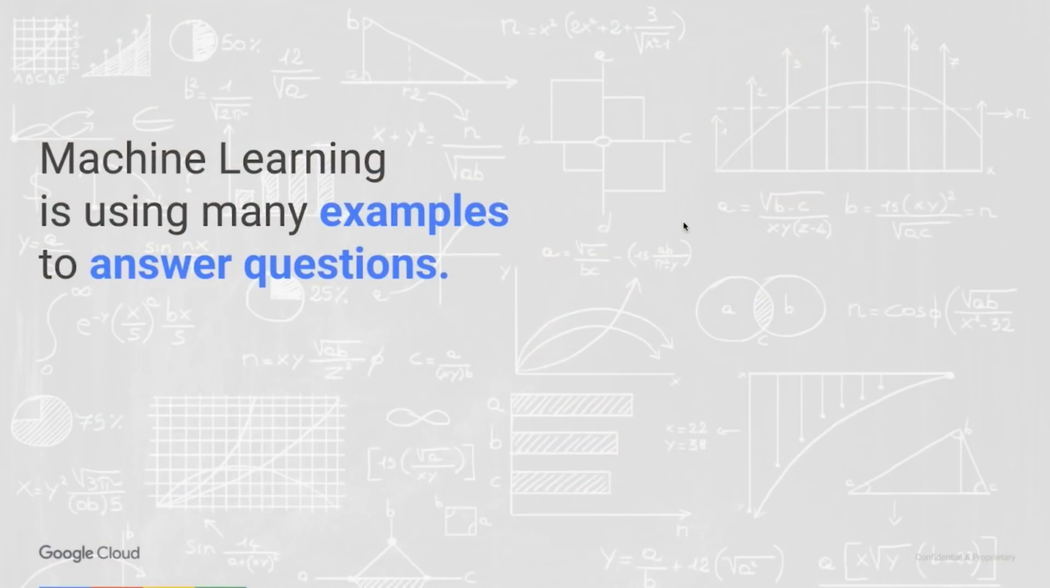Welcome back to our global online conference, Cloud on Air, the journey from big data to AI. My name is Yufeng Guo, and today I'm going to be talking to you about machine learning at scale. Before we dive into things, I want to make sure we're all on the same page about what machine learning is. For me, I've boiled it down to just a few words. Machine learning is using many examples to answer questions.